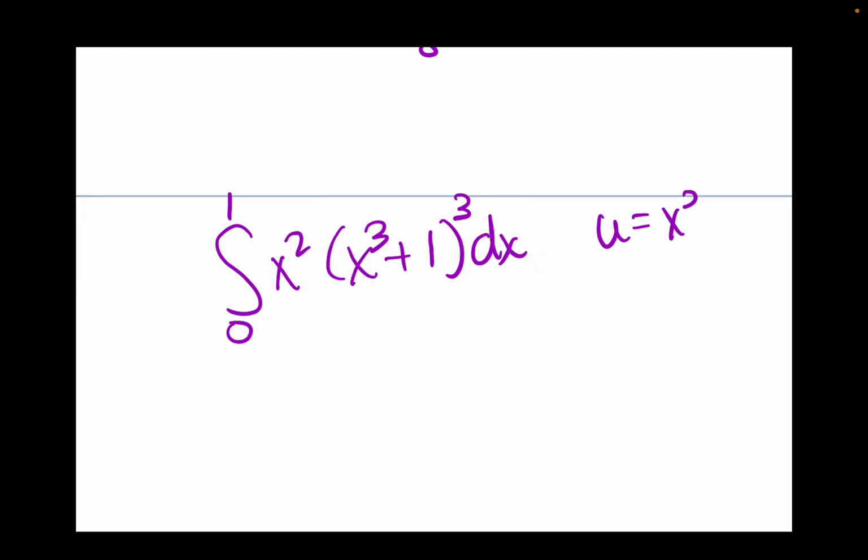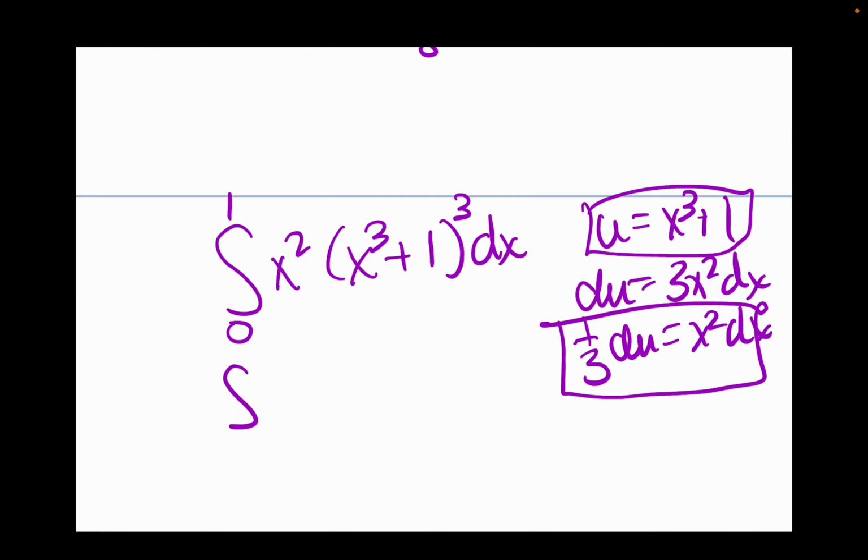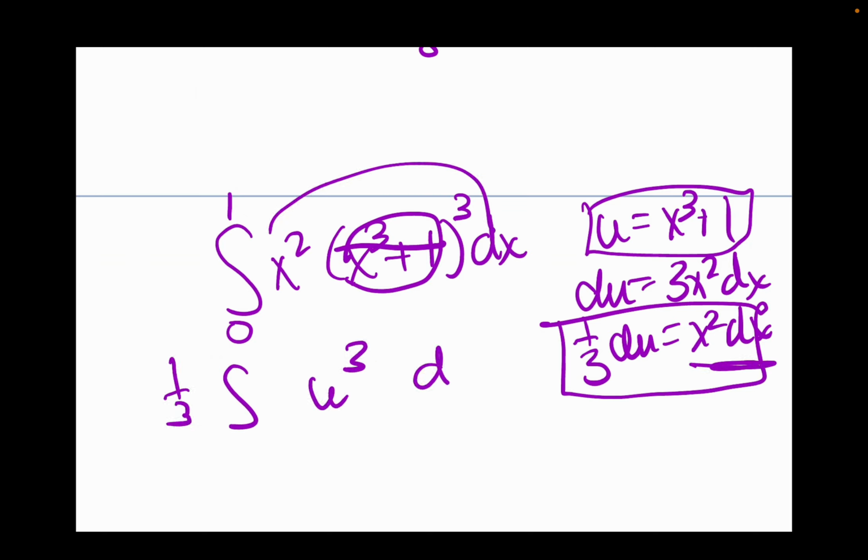So I'm going to take the integral of x squared times x cubed plus 1, let's say, and let's make it cubed dx, and let's go from 0 to 1 just as a good example, so it won't get too big. I'm going to let u be x cubed plus 1. Du is 3x squared dx. 1/3 du equals x squared dx. I use these for my sub. Now I have the integral. This is u. X squared dx is 1/3 du.